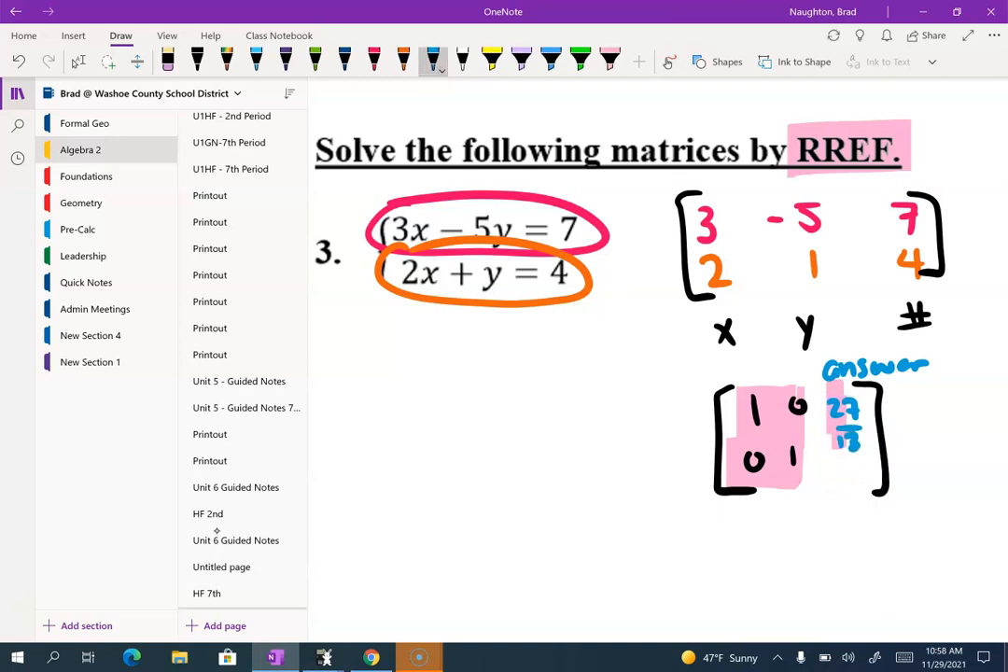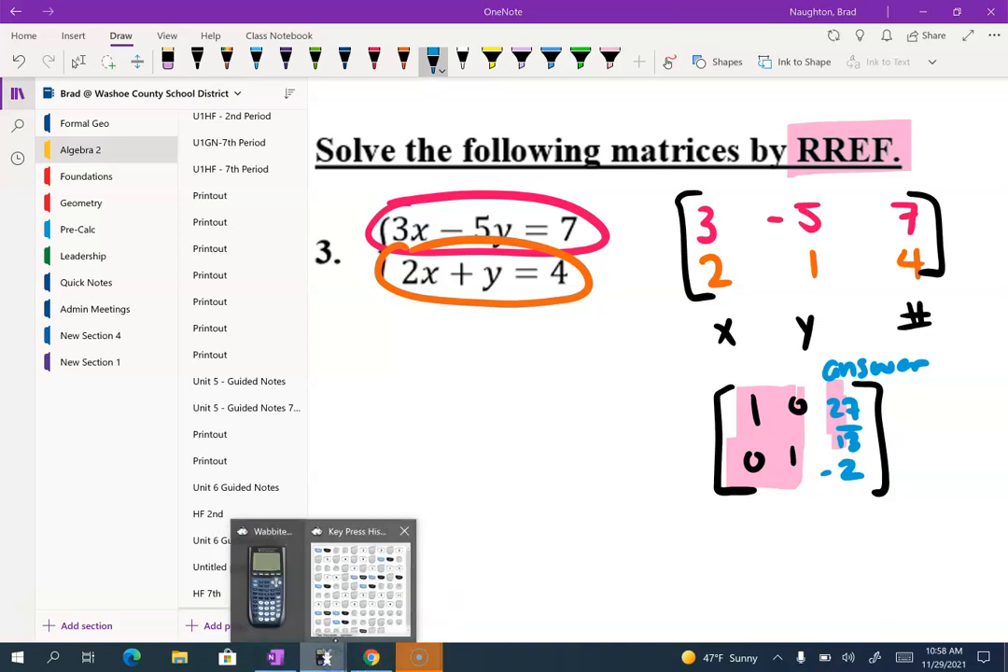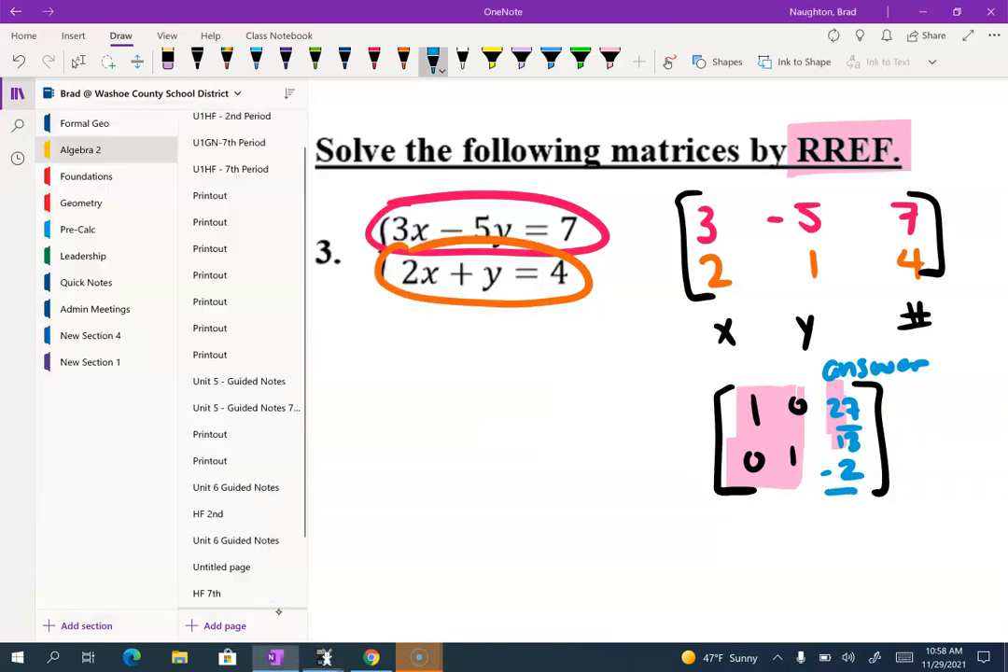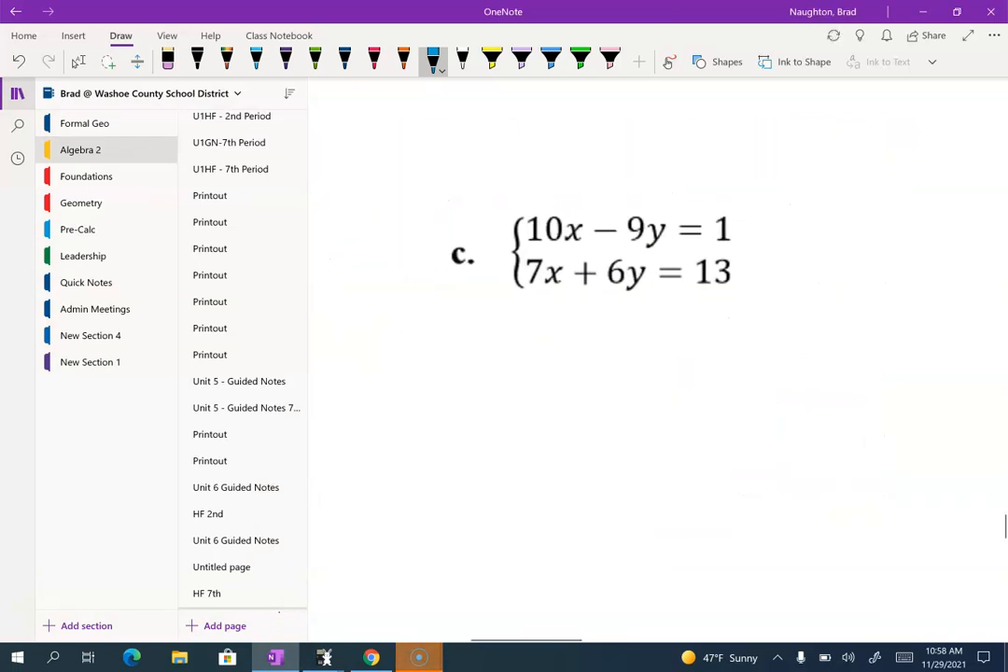And then I'll erase this. And then -2 over what? Let's double check. 13. So we get some saucy decimals. Imagine having to do that by hand. No, thank you. All right, let's try this one.